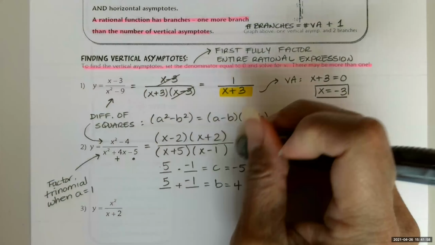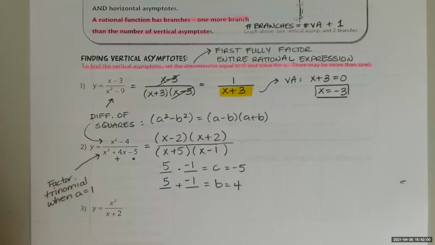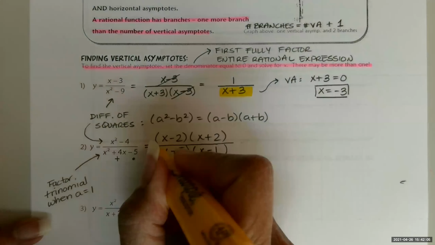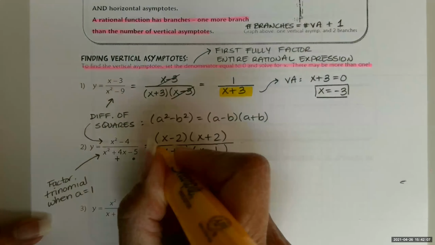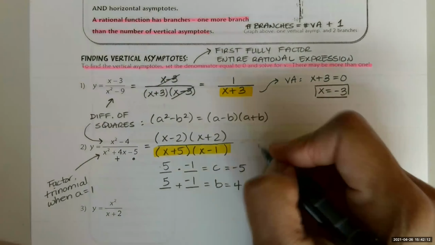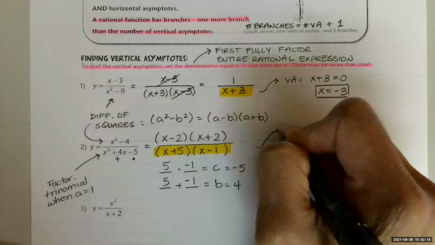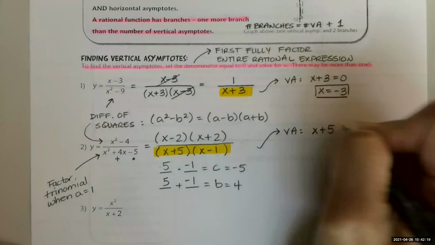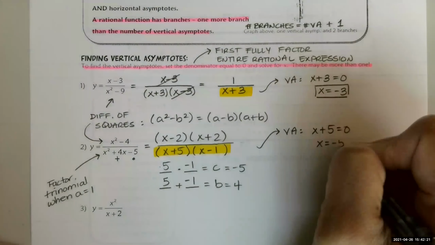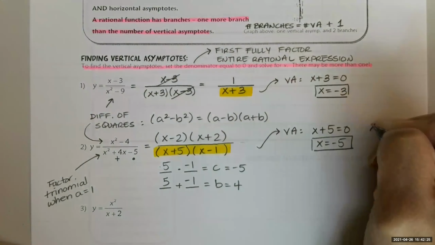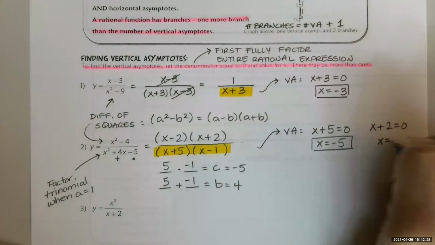Notice here, no factors are reducing or canceling. So we follow the rule of finding vertical asymptotes. We look to the denominator once everything has been factored and simplified, and we set them equal to 0. In this case, we have 2. Here's our first vertical asymptote, and here's our second vertical asymptote.